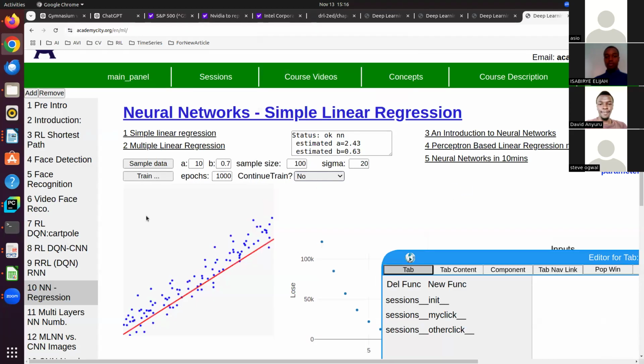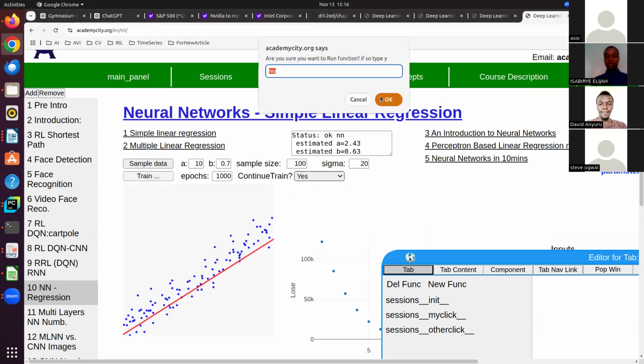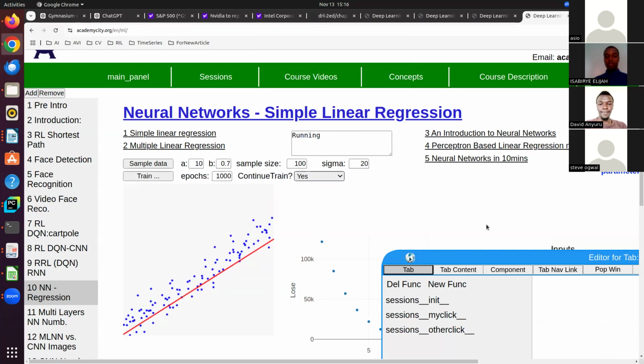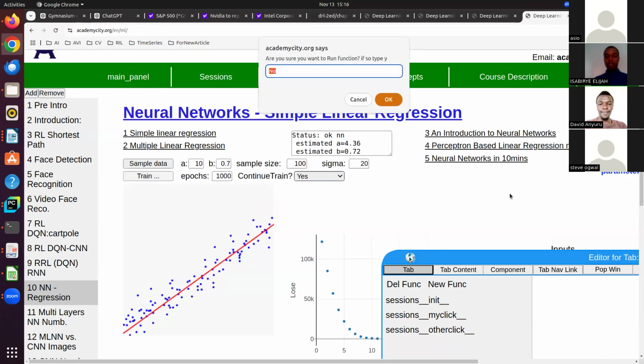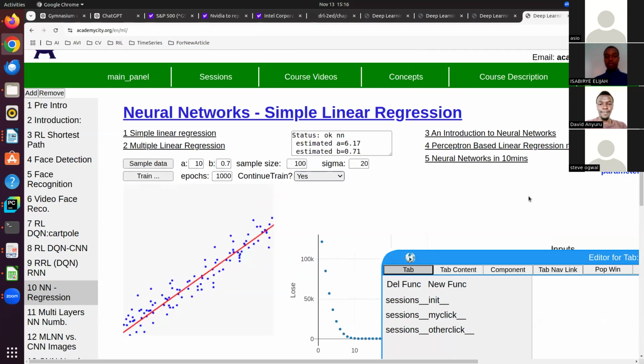Let me continue. Let's do another one. Okay, let's give it another one. Here we go. It's getting closer and closer. You can tell it's 4.3. It should really get closer to 10. This one should be closer to 0.7. Let's try it one more. Here we go. It's getting better. You see, this is going higher, meaning the line is starting a little bit higher, and the slope is getting closer to 0.7. Here is 0.71. Let's try it one more.